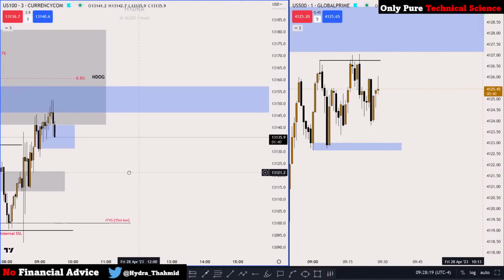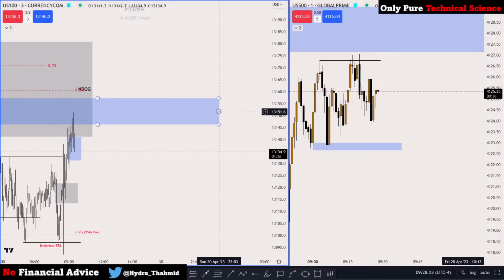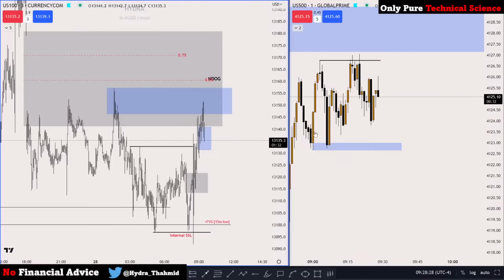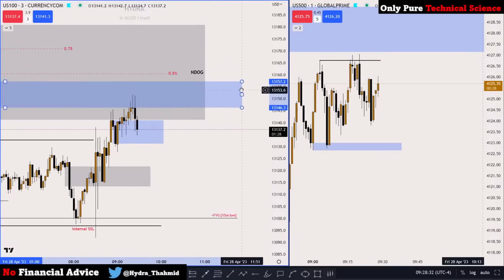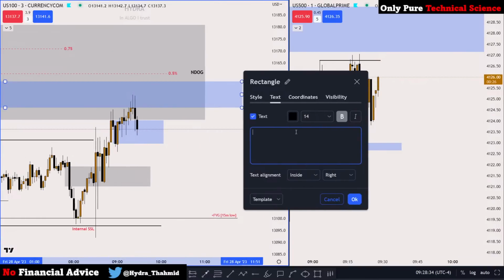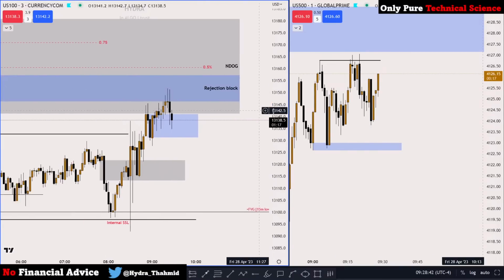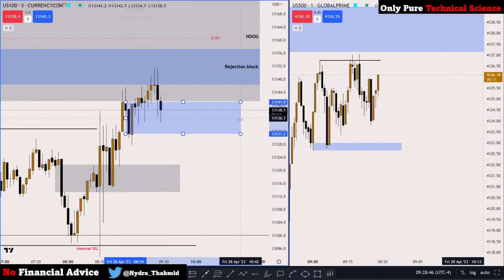So price is getting rejected from this rejection block that I outlined, right, on US 100. US 100 is running quite well compared to US 500 and US 30. That's the reason I'm here. So that's our rejection block. I'll just mark it. Rejection block. And that's our breaker block here. So I want to see price closing in candle's body below.